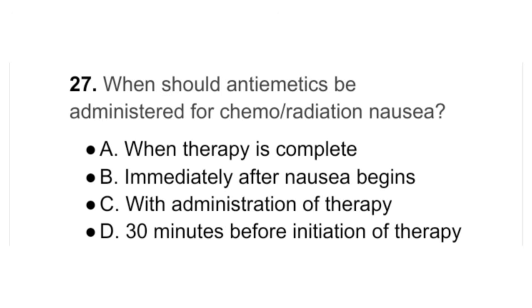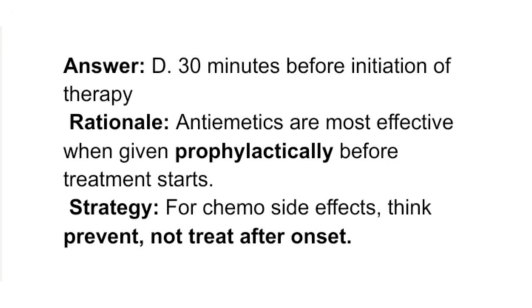27. When should antiemetics be administered for chemo/radiation nausea? A. When therapy is complete. B. Immediately after nausea begins. C. With administration of therapy. D. 30 minutes before initiation of therapy. Answer: D. 30 minutes before initiation of therapy. Rationale: antiemetics are most effective when given prophylactically before treatment starts. Strategy: for chemo side effects, think prevent, not treat after onset.